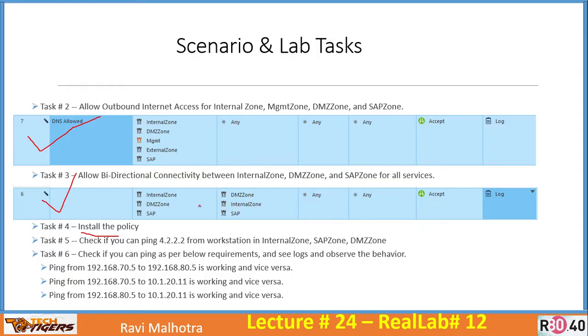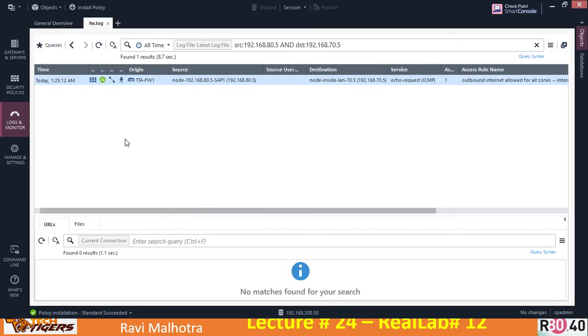So we are done, guys. The whole lab is successfully done. I can access internet from 70.5. I can access internet from 80.5. I can ping from 70.5 to 80.5, and I can ping vice versa from 80.5 to 70.5. I have seen logs as well from 80.5 to 70.5.